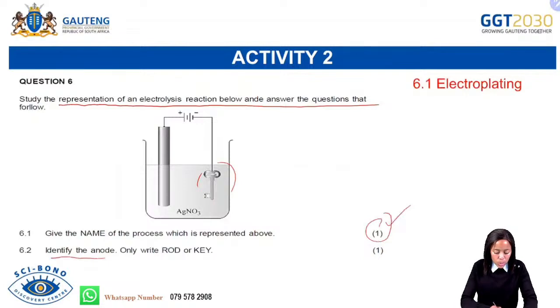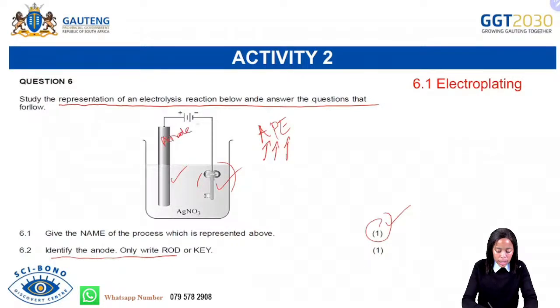Then 6.2 says we need to identify the anode. Will the anode be the rod, or is it going to be the key? In this case, this one is the rod, and this one here is the key. Remember we said we are going to use APE, whereby the anode is positive in the electrolytic cell. If the anode is positive, it therefore means that this is the anode and this is the cathode.